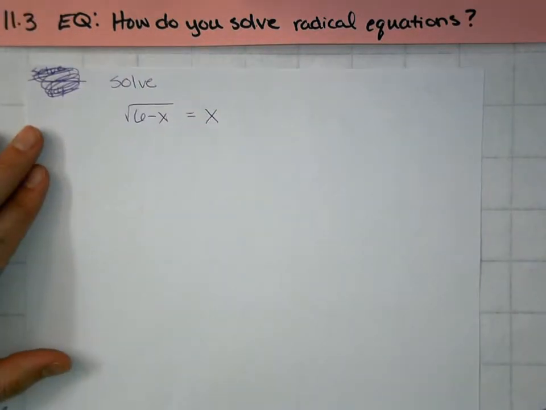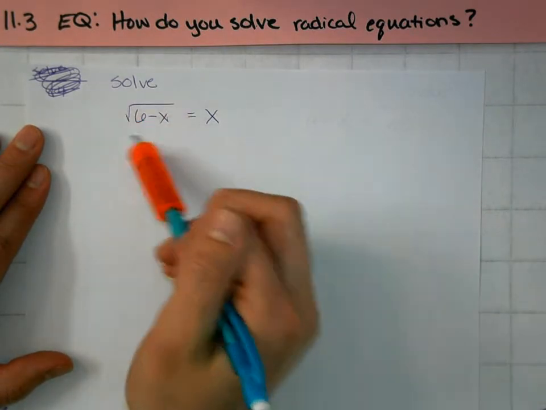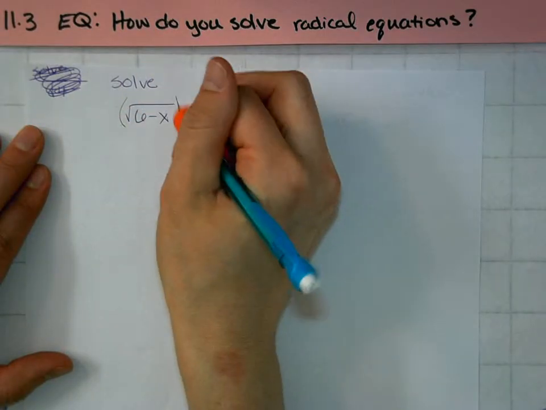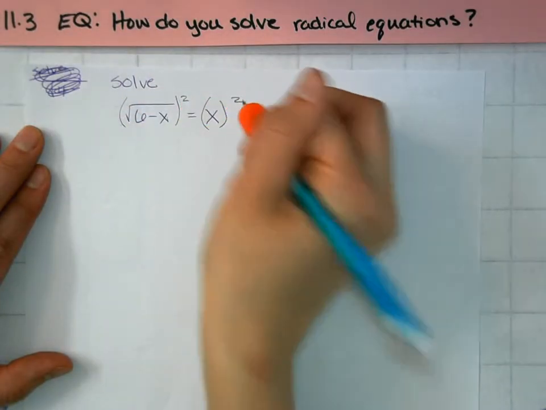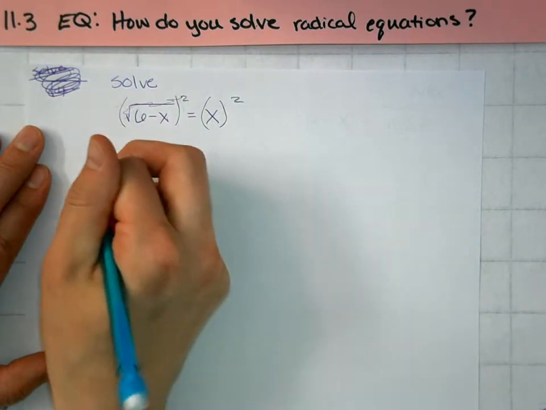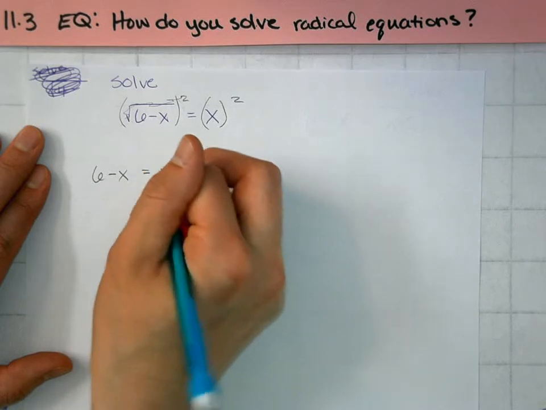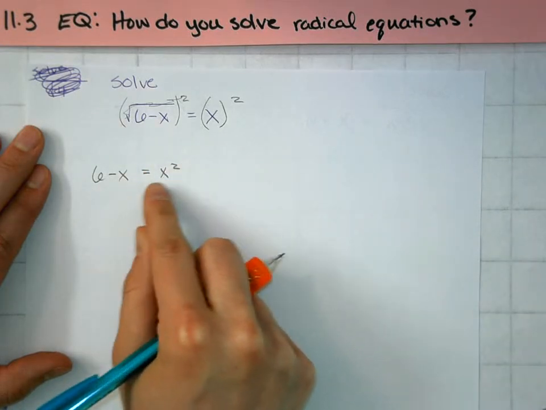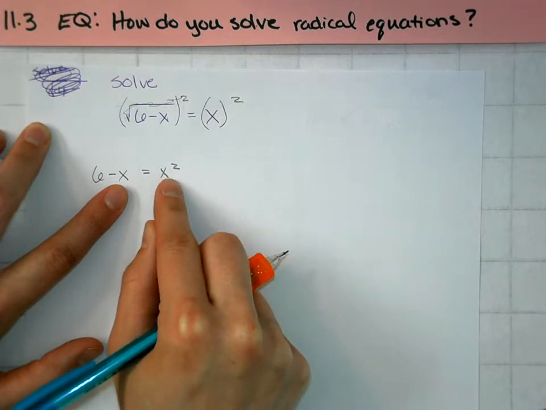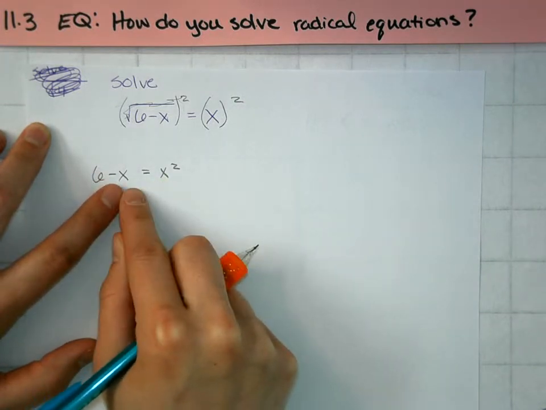Here's our next example, where the square root of 6 minus x equals x. You want to get your square root alone. In this case it already is, so we can go ahead and square both sides. Squaring cancels that square root. So I have 6 minus x equals x squared. I notice that I have the variable twice, but this one's to a power of 2, which means they cannot be combined. So I have a quadratic here.